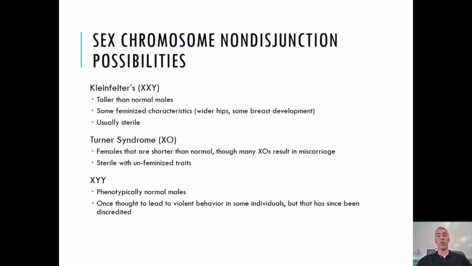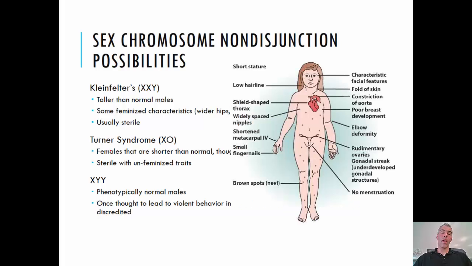In Turner syndrome, you only have 1 X chromosome and nothing else. So you'd be X. That's it. In that case, because you have no Y, you're a female. And most X0s, or Turner syndrome individuals, result in miscarriage. But if they do survive, they tend to be sterile, and they have unfeminized characteristics. They tend to have a little bit more boxy of a shape as opposed to the standard, wider hips that females do.